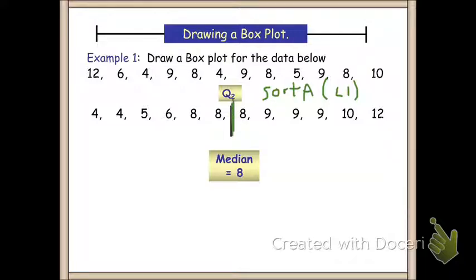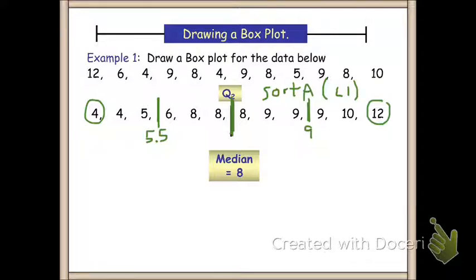The median is in the middle. In this case, we have an even number, so the median is between 8 and 8, which is just 8. And then the lower quartile is the middle of the bottom, so this would be 5.5. The upper quartile is the middle here, which is 9. And then I have my min is 4. My max is 12. So there's 1, 2, 3, 4, 5 points.